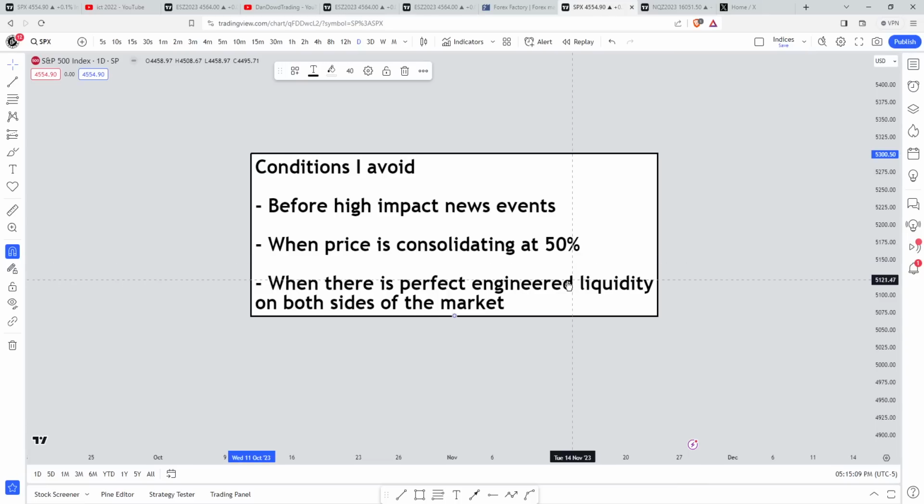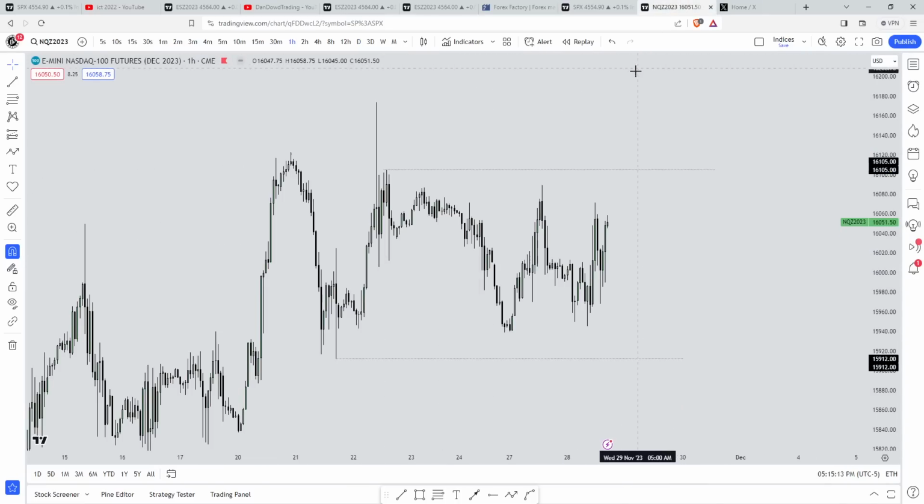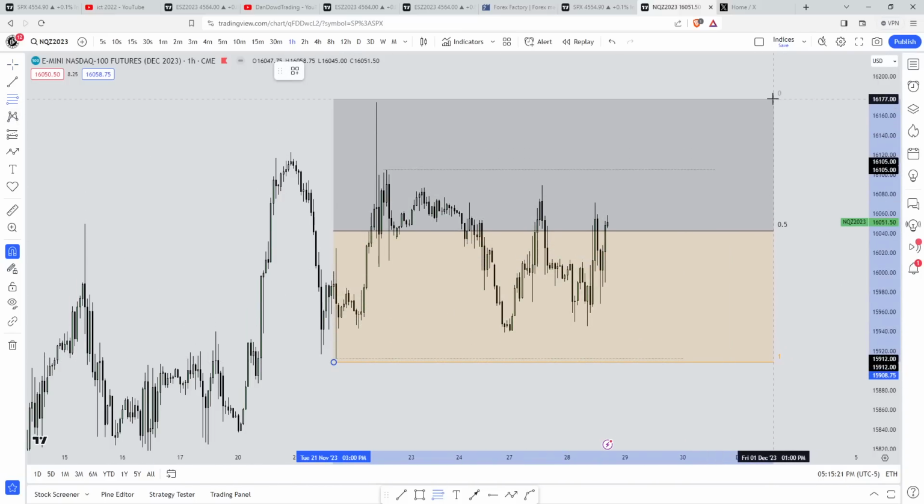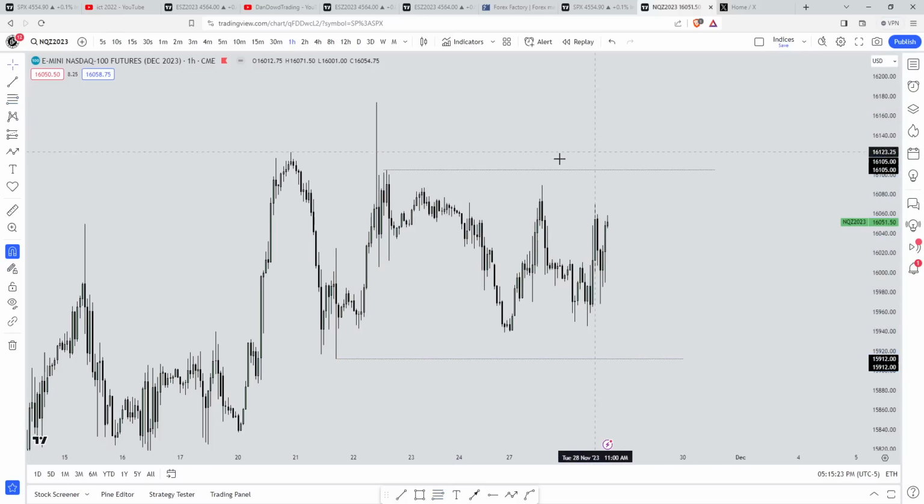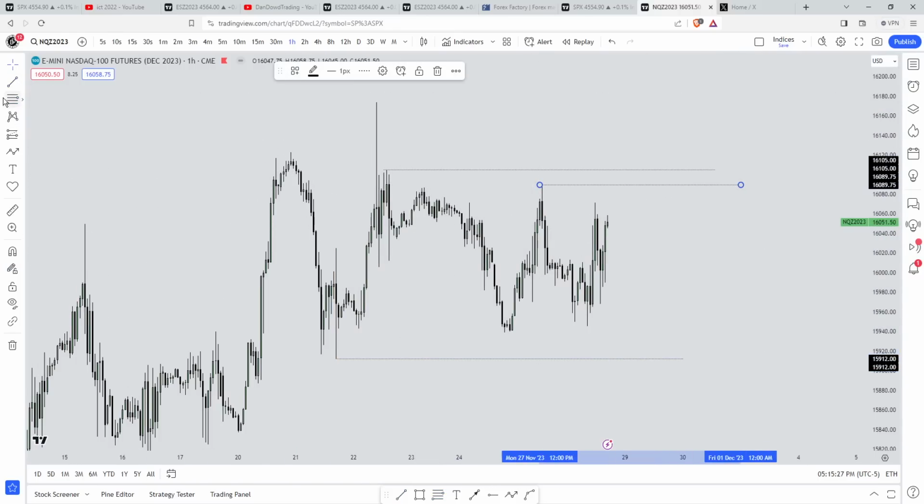So the last one is when there's perfect engineered liquidity on both sides of the market. That's exactly what's going on right now in the NASDAQ on the 1-hour chart. So for this specific model, I would not be trading this. There's two things that it's doing. It's consolidating at equilibrium or around equilibrium, and it's also clustering a bunch of highs close together right here. So we have all of these highs above, and then we have all of these lows clustered below. So you don't know which one smart money is going to reach for first.